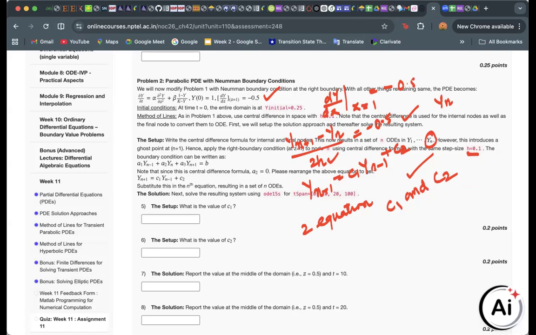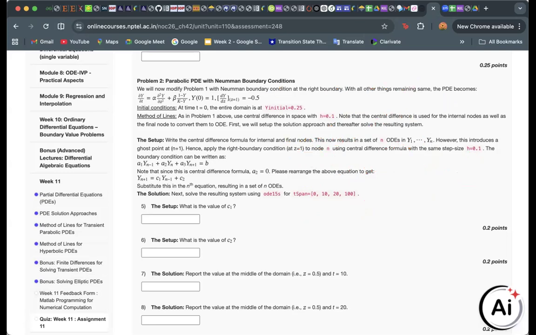Okay, fine. So I'll just repeat it again. Remember, here I'm given this condition: dy/dx at x = 1 is equal to minus 0.5. Let me write this with respect to the central difference formula. My last node I'm calling yn. So it will be (yn+1 minus yn-1) divided by 2h is equal to minus 0.5.